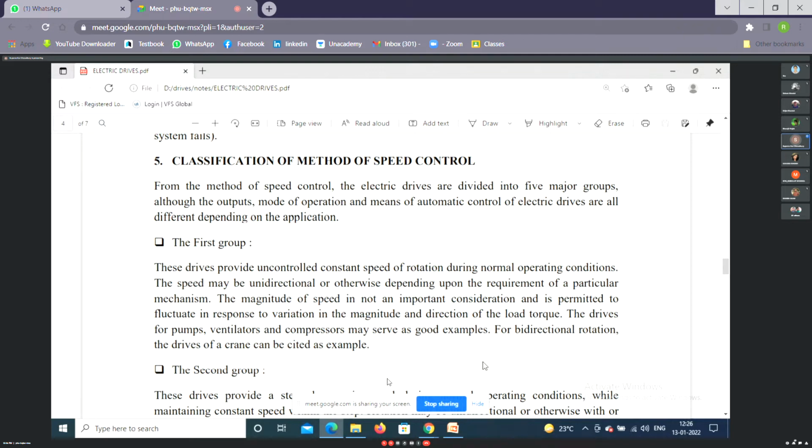As for example, motors used for pumps, ventilators, compressors, etc. Pumps, ventilators, compressors, fans, obviously these are unidirectional. It won't operate if it is operating in the reverse direction.